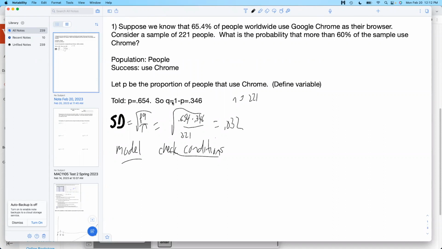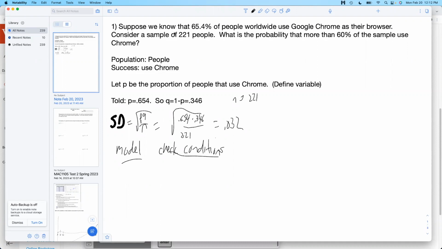The conditions are, did you do a good sample? Well, I hope so. I didn't do the sample myself. I made up these numbers, but whoever did the sample of these 221 people, if they did their sample at Microsoft headquarters, then they're probably not taking a good sample, because at Microsoft headquarters, I'm sure you have to use Microsoft Edge, because they make it. That would be a bad sample. So we just have to assume whoever did the sample did a good sample.